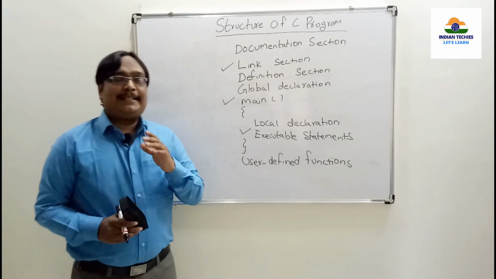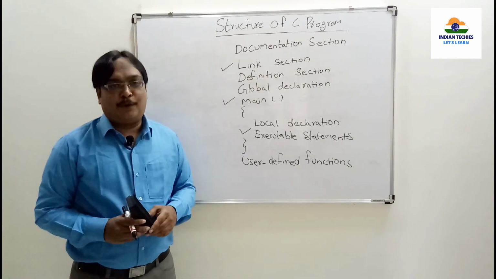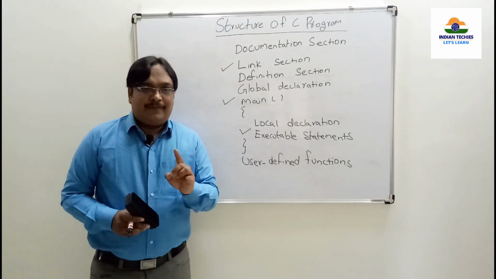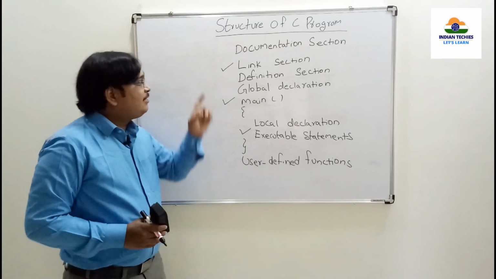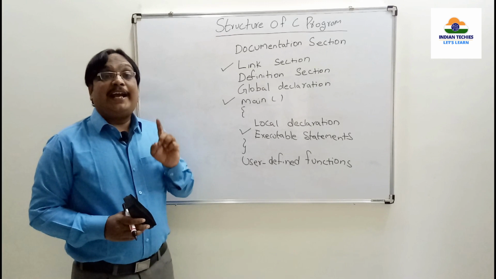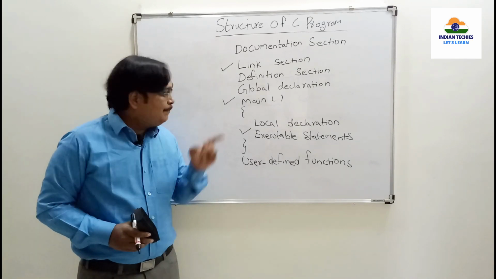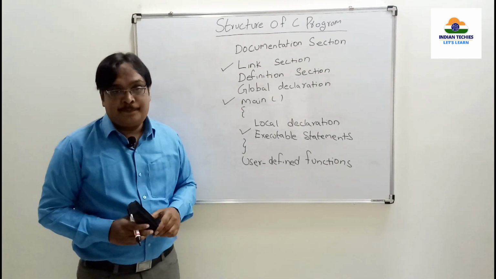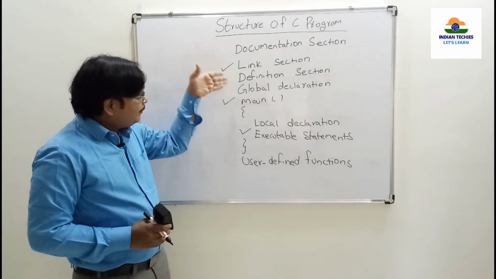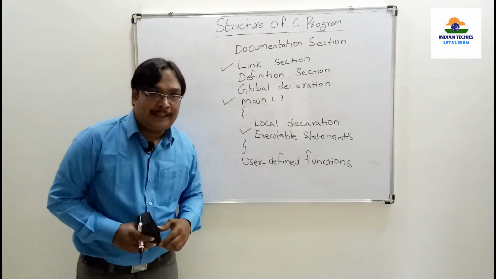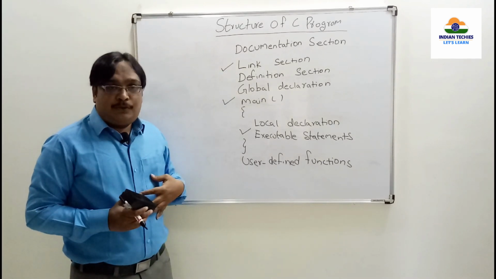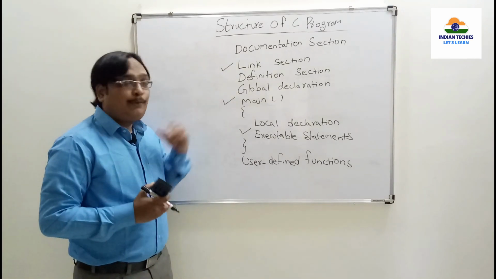Now, let us come to the main and important point, that is the main function. Remember one thing, the execution of the program does not start from the documentation section. Even though it is the first section, the execution of the program always starts from main. Remember that point. Then, why are all these steps necessary? Why can't we just write main? These are all the basic arrangements that are required for our program before we start it.